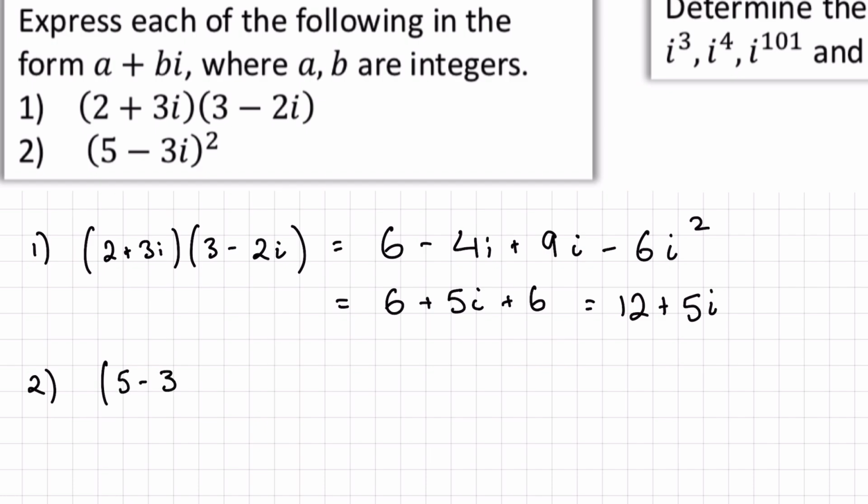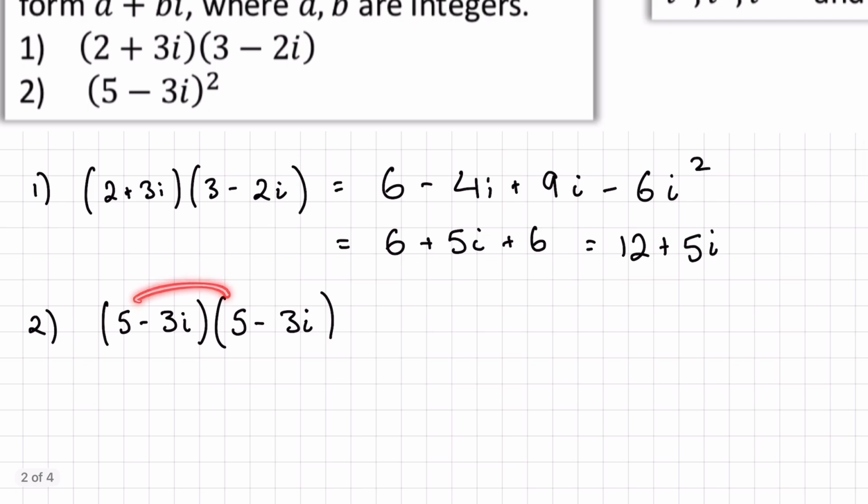5 minus 3i squared. When we square it, we multiply it by itself. I'm looking at double bracket here. 5 times 5 is 25. Minus 15i minus 15i. So that'll get us minus 30i. And minus 3i times minus 3i becomes 9i squared. But remember, with the i squared, it's going to leave us with -1.